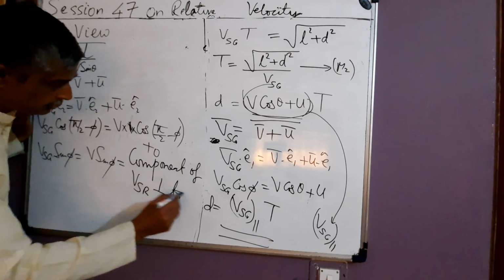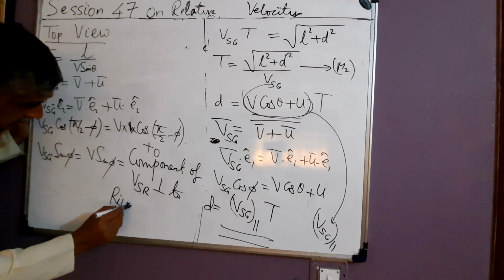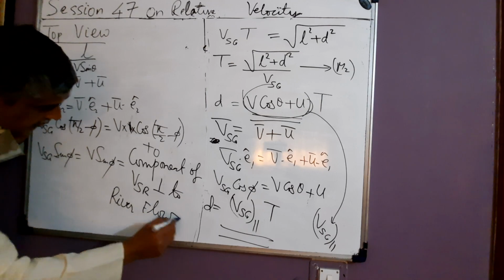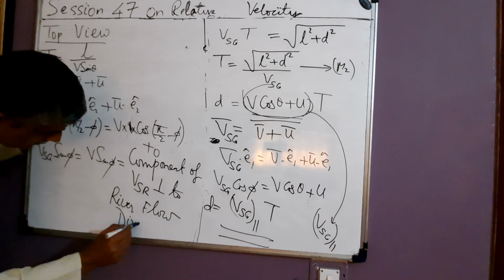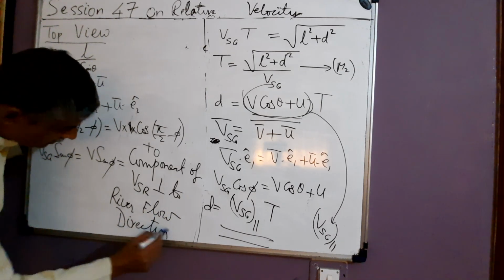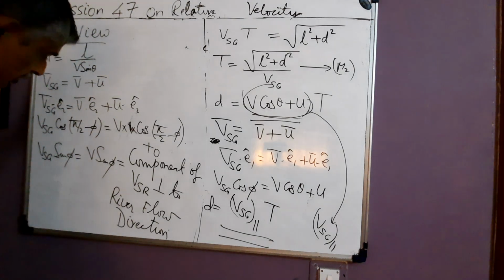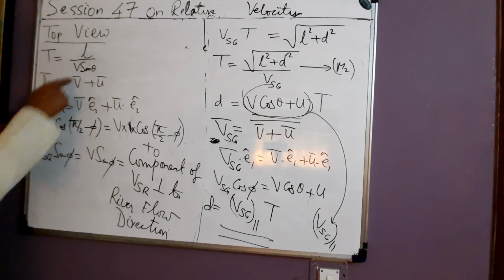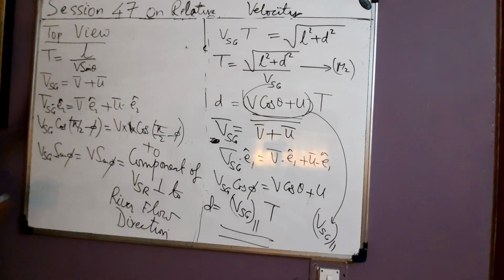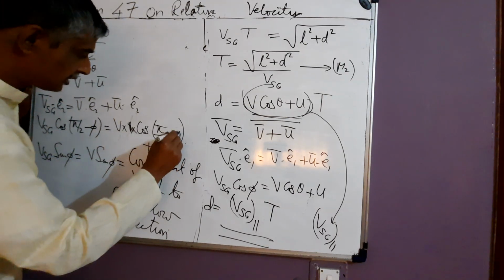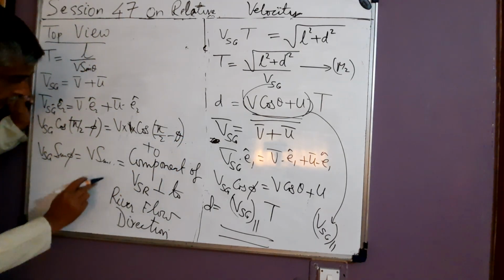The component of VSR perpendicular to the river flow direction, that is V sine phi. Sorry, this is with theta. Sorry, this was a mistake, just a small calculation mistake.